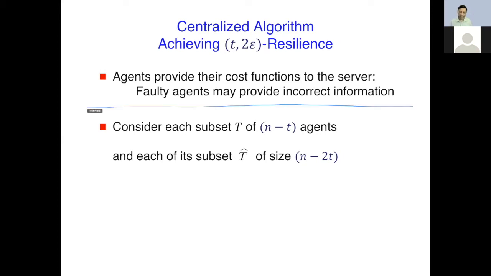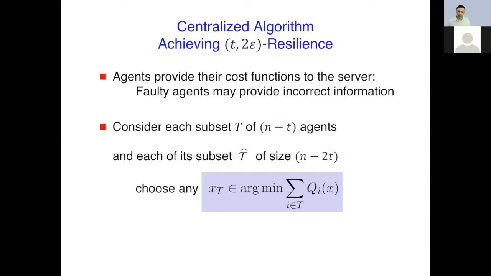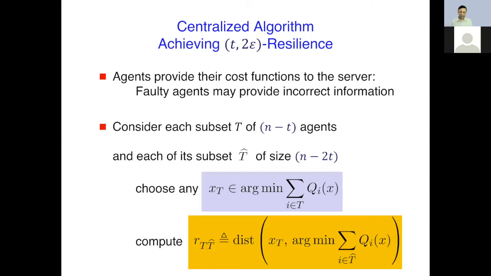The server picks, there are n agents that provided n cost functions. The server picks any subset, let's call it T, uppercase T, of size n minus t agents, any one subset like that. And then for each subset T hat of T of this size, we compute this quantity. So what is this quantity? First step, remember we chose T hat. We pick any one argument x_T from this set, which is the set of arguments that minimizes aggregate cost over uppercase T.